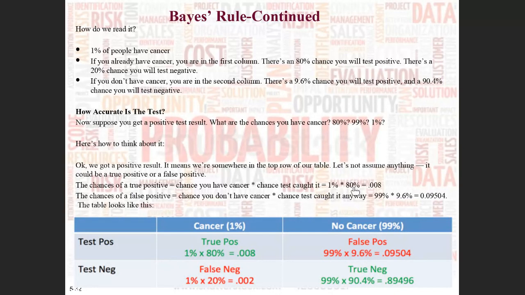1% times the 80% equals 0.008. The chance of a false positive, the chance you don't have cancer times the chance the test caught it anyway, is 99% times 9.6%, which equals 0.09504. So if you look in the first row, test positive, you see the true positive and the false positive. And that's what the table looks like.